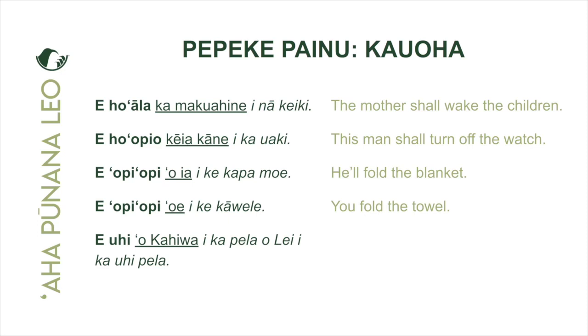Maikai. Last one. E uhi o kahiva i ka pela o lei i ka uhi pela. All right, we have several ave in this particular example, but let's start at the beginning. In the po'o position, we have the e, the command, right? Uhi is our painu, our action word, right? And who's doing this action? Kahiva is doing the action. And when we have Kahiva as the piko, we need to mark that name with the O that marks the piko. Okay, so what is being uhid?